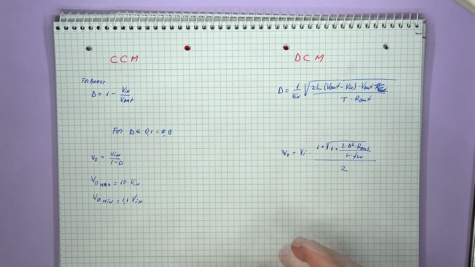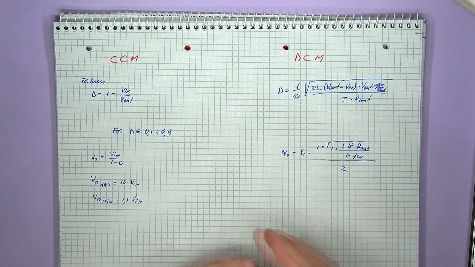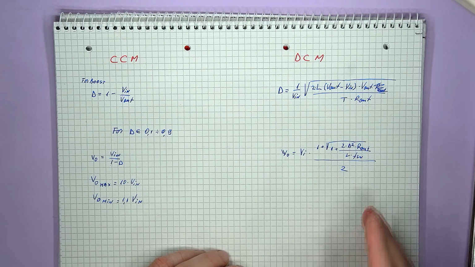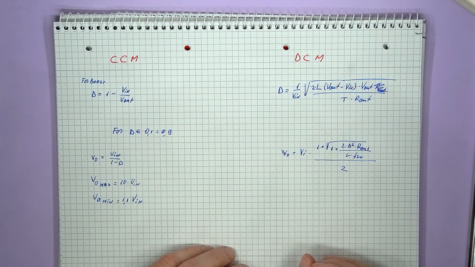By playing around with the various values, you can potentially get any output voltage range, even though you have a limited duty cycle. This of course will not be all that efficient, but at least it's possible. And sometimes you might actually need this.